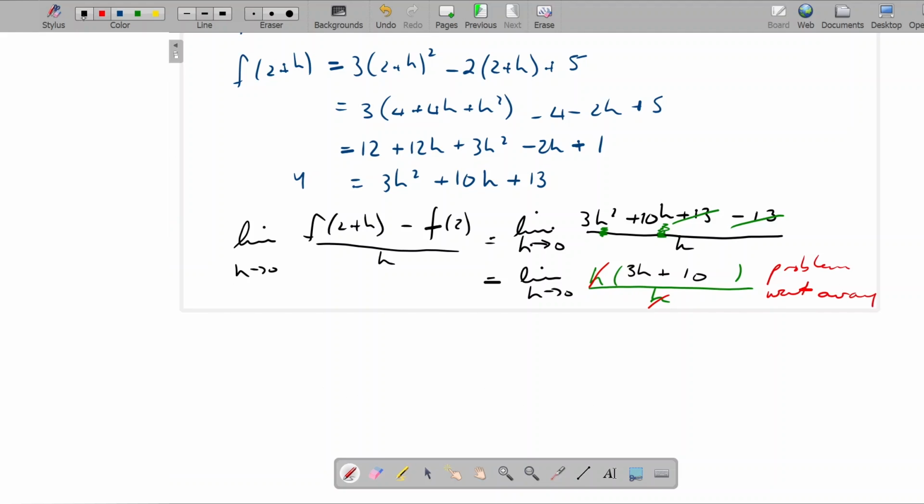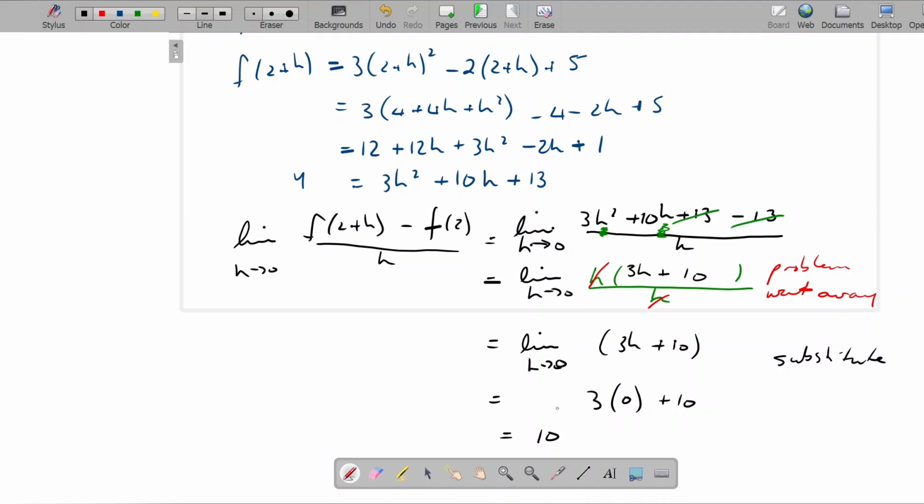And what we got here was the limit as h tends to naught of 3h plus 10. Now, there's no reason at this point that the h can't become 0. So I'm now going to have equals 3 times naught plus 10. I'm simply going to substitute. And so what I get is 10.